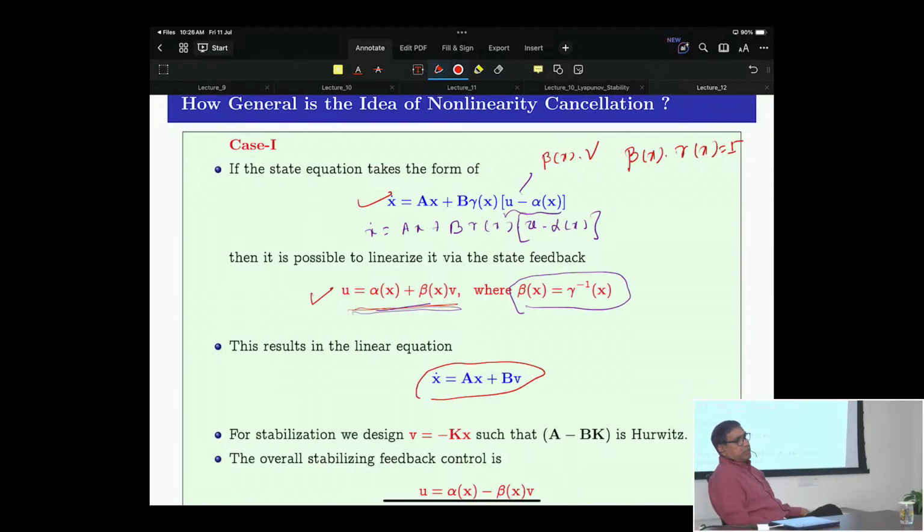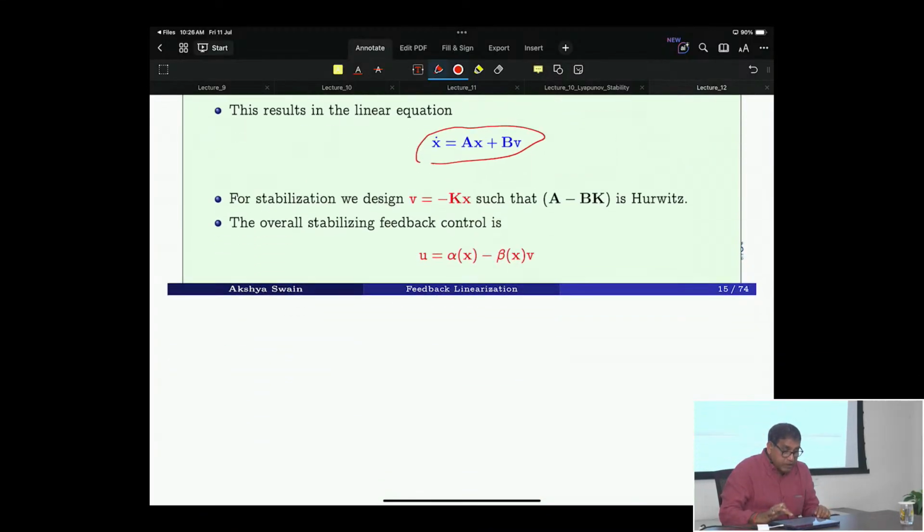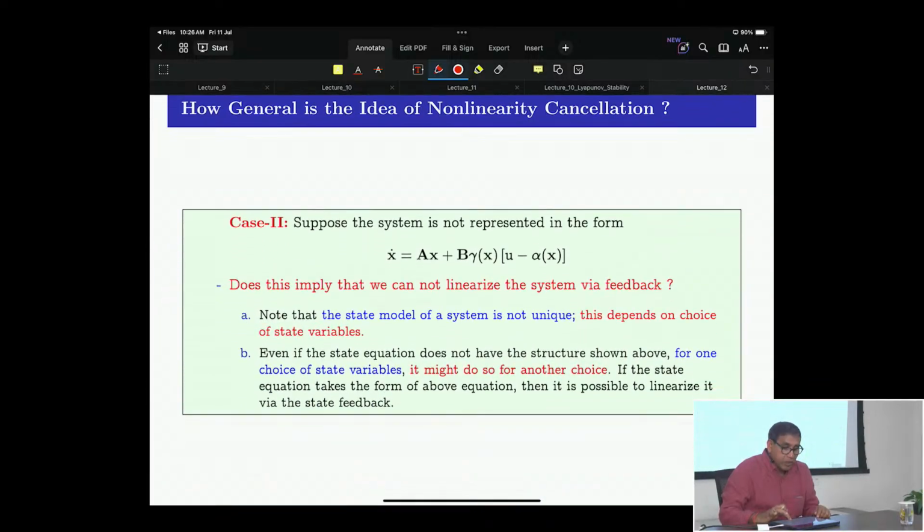Now suppose it is not in that form. If it is in that form, it is quite straightforward, you can put it. If it is not in that form, let us see. Suppose the system is not represented in this form. Can you apply a control law which can make it linear?